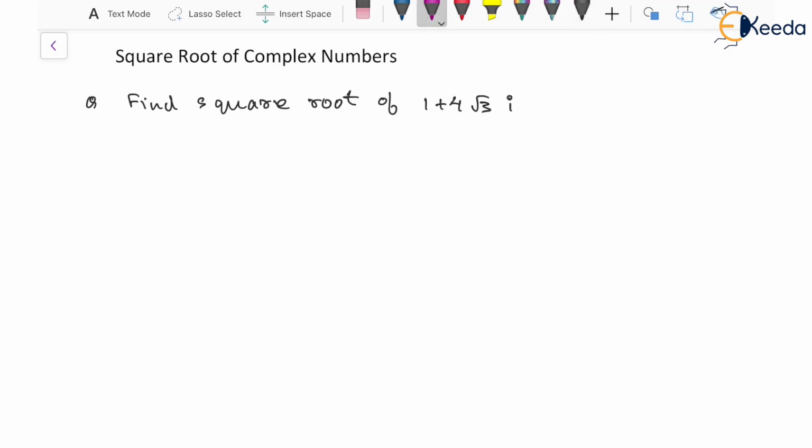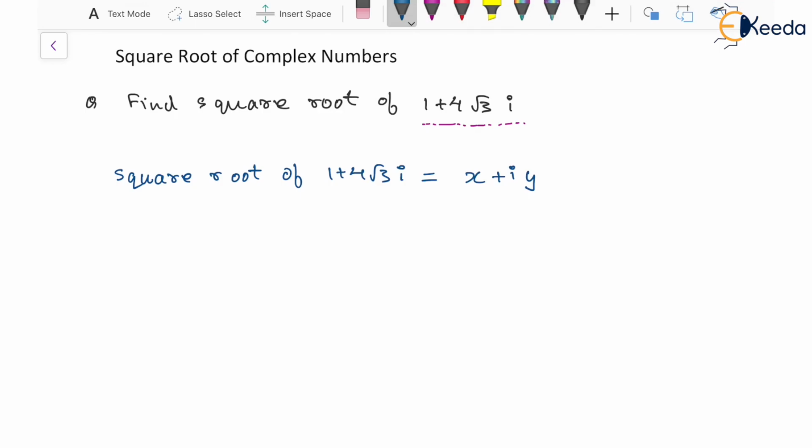Now, so far we have read that there are some real numbers and then we find the roots of that real number. But in this case, we have got a complex number. And for a complex number, the roots are going to be a complex number, whether it is a square root or cube root and so on. So let's say the root of 1 plus 4 root 3i is x plus iy.